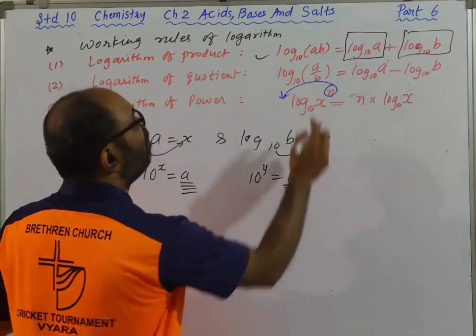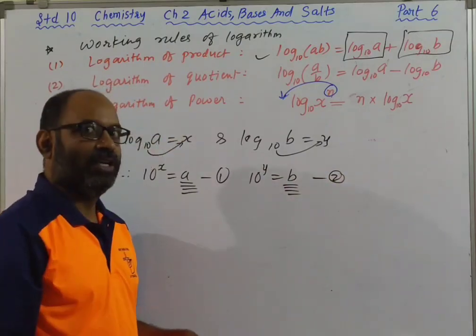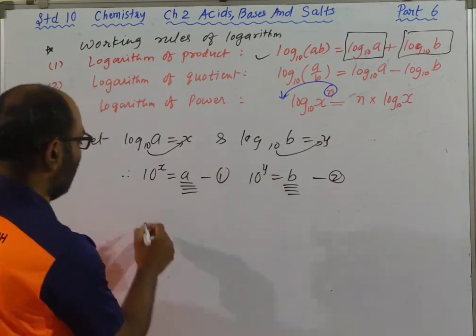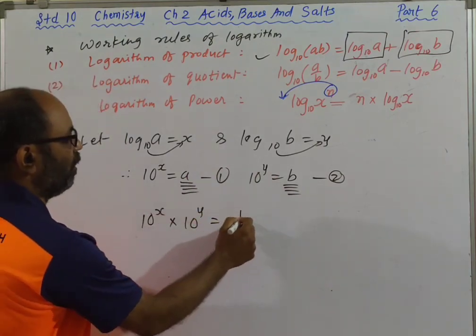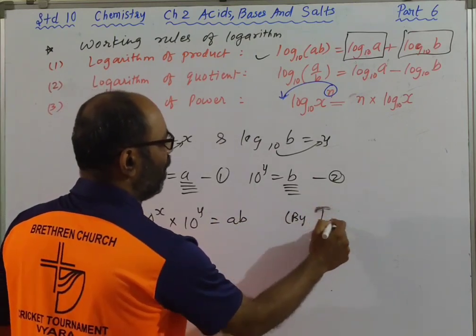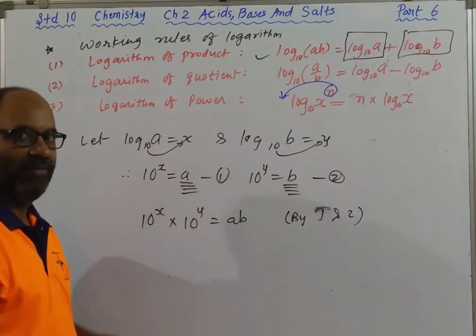I want A into B. Call this equation 1, and this equation 2. Using the property, A into B is possible. So 10 raised to x into 10 raised to y is equal to A into B, by 1 and 2. All right. Product of the right hand side is A into B, so now the product of the left hand side.